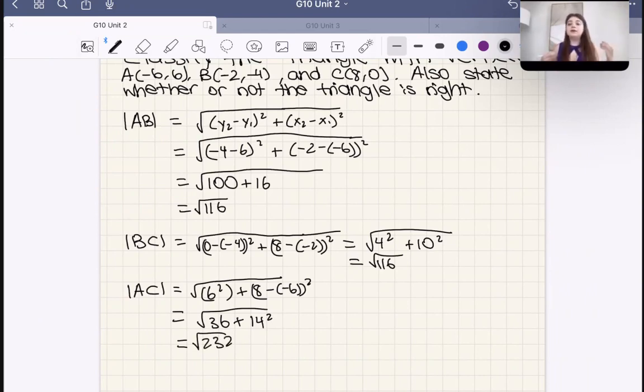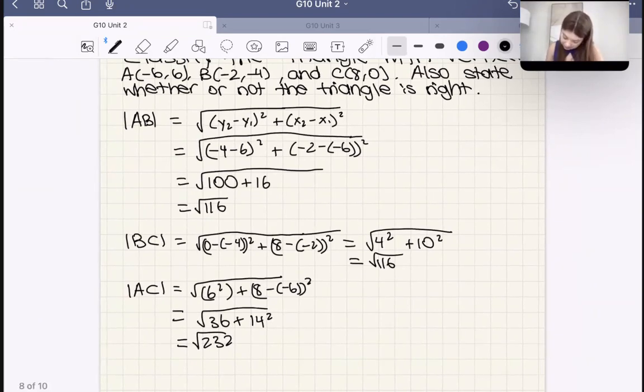Okay, so automatically right now we can already go ahead and classify this as an isosceles triangle, right? Because two of the sides are the same. Okay, now since it's an isosceles and not an equilateral triangle, there's also a possibility that it's a right triangle. So we would have to check if any of the angles is 90 degrees.